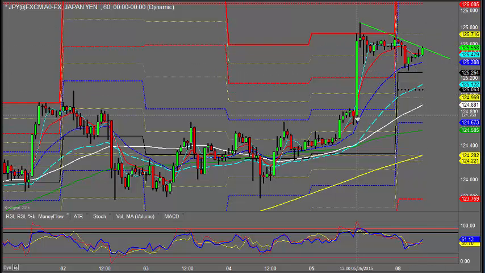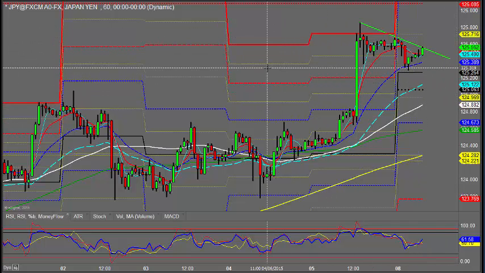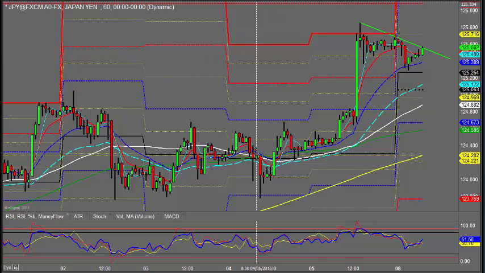A bit wary. I mean, after such a move on Friday, whether we'll just see a bit of chop on the yen more so today. We'll see.